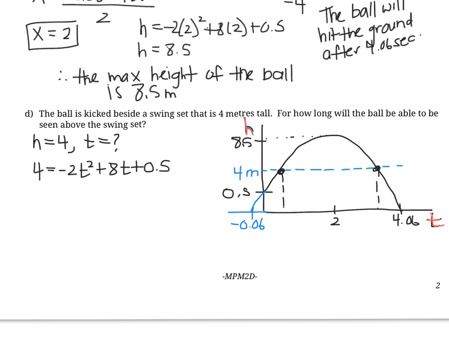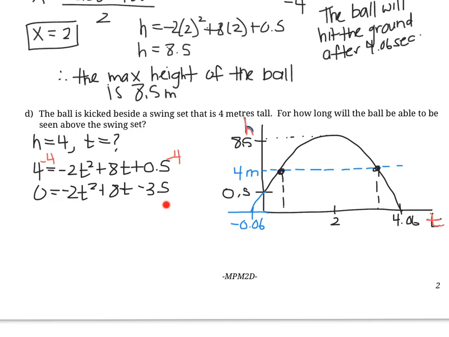What tool can help us solve this? We've got two t's again. They have different degrees, so we're never going to isolate them. So we've got to use the quadratic formula or factoring. But neither can be used if one side's not equal to 0. So we've got to get rid of this 4 first. So I'm going to subtract 4 on both sides. And on this side, we'll have 0 equals negative 2t squared plus 8t. And then we've got 0.5 minus 4, which is going to be negative 3.5.